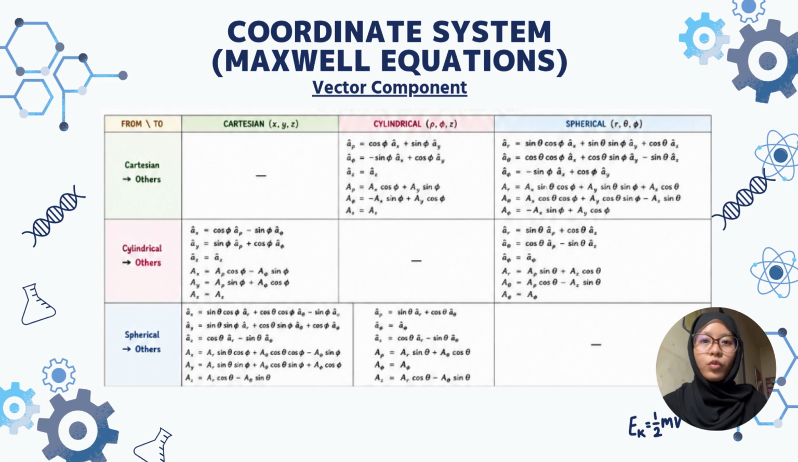Besides coordinates, we must also transform the actual vector components using transformation matrices. As shown on the slide, converting fields between cylindrical and spherical forms requires multiplying the column vector by a matrix containing sin theta and cos theta factors.